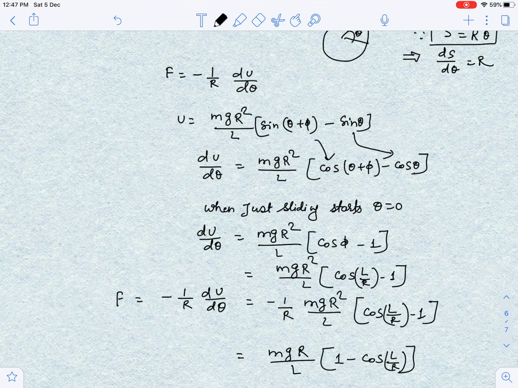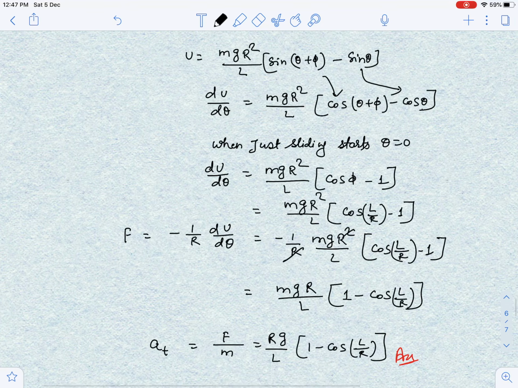Now guys, I have to calculate force, which is minus 1 by r times dU by d theta. I have written minus 1 by r times m g r square by L times cos L by r minus 1. I have substituted the value of phi as L by r. This r and r cancel, guys, so the term remaining is m g r by L. This minus I have taken inside, so cos L by r minus 1 becomes 1 minus cos L by r.